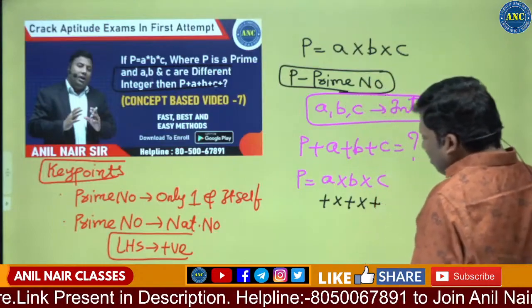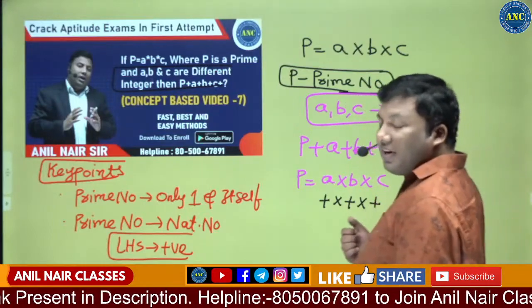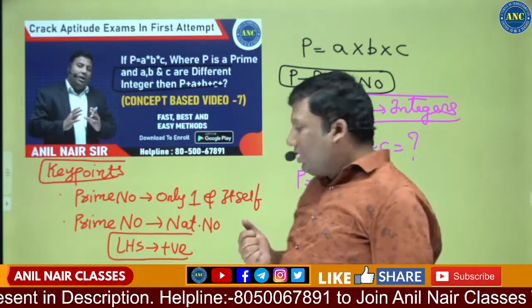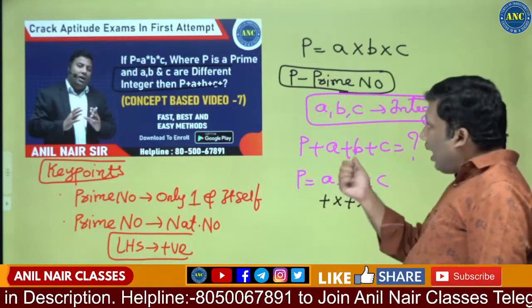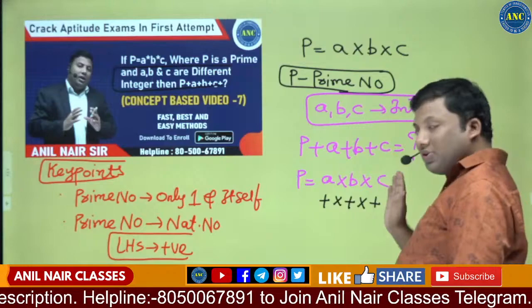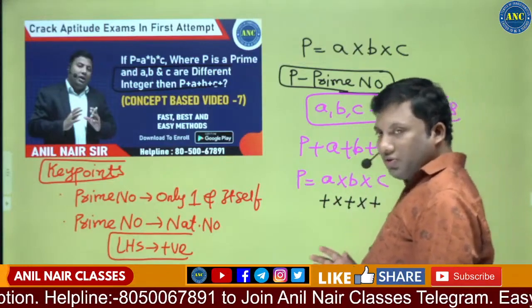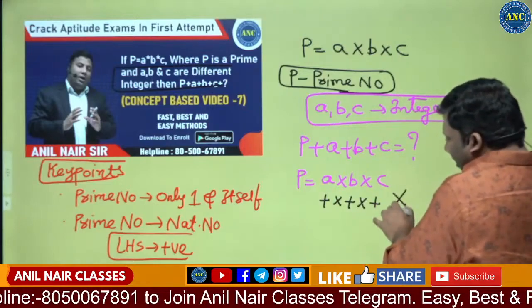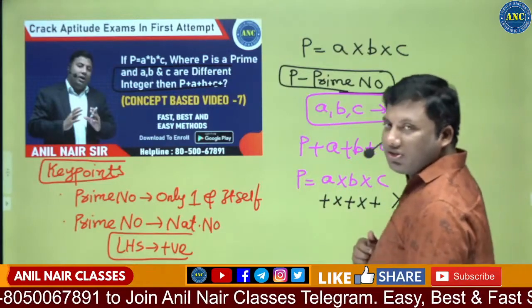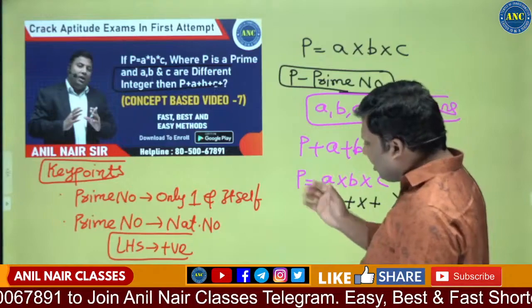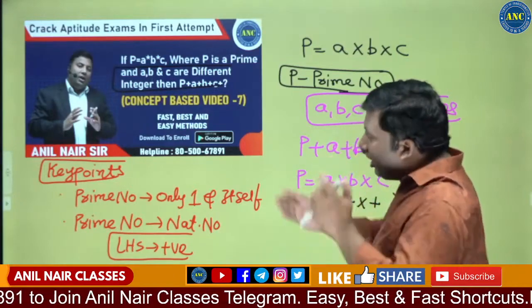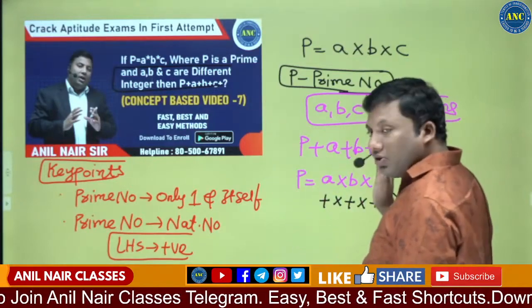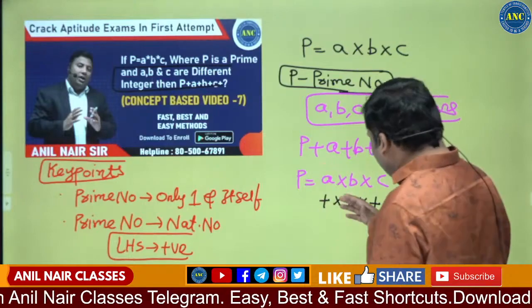But if I take A, B, C as positive integers, they are all natural numbers and different integers. 1 into 2 into 3, 2 into 3 into 4 will never give a prime number. All are natural numbers, positive integers. The product of natural numbers, 1 into 2 into 3, all different numbers, or 1 into 3 into 5, will become a composite number.